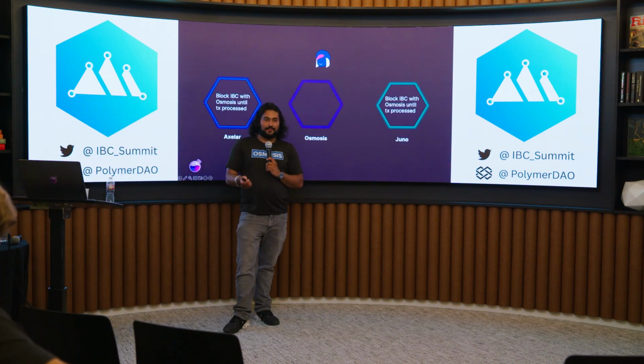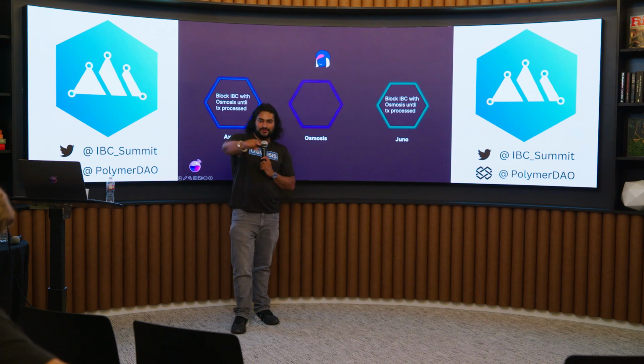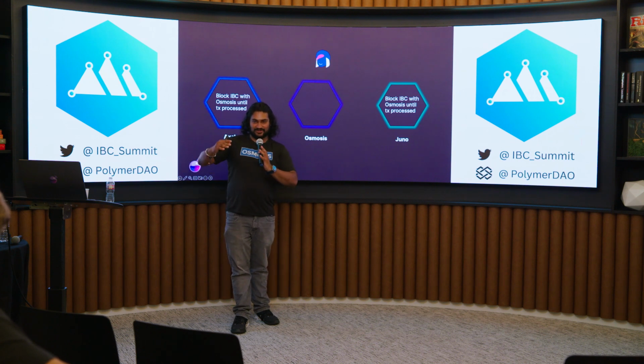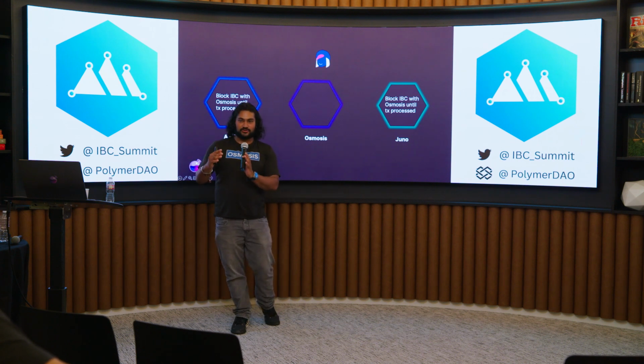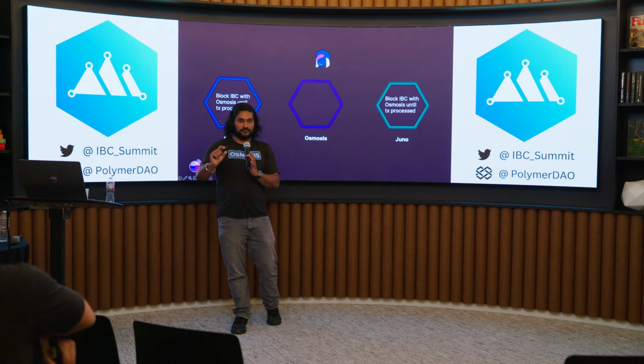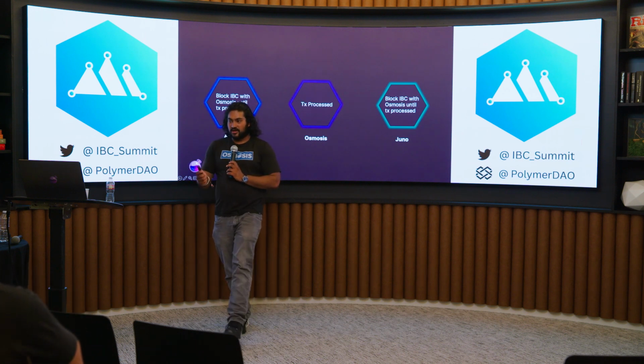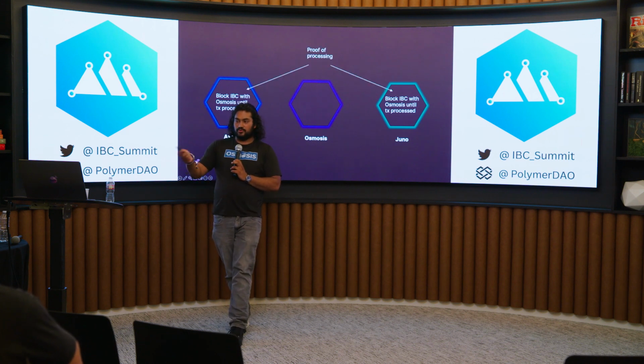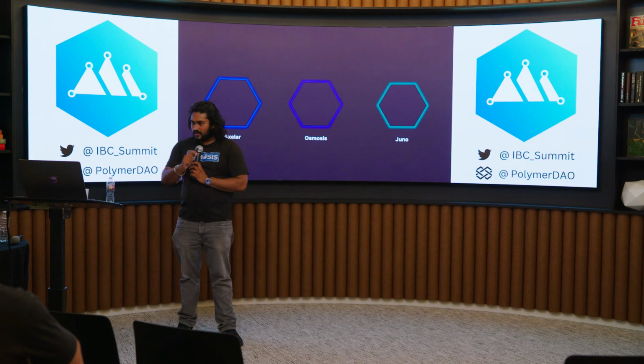What's effectively happening is that if any chain is censoring anyone, by using this method, all the other chains in Cosmos are sanctioning it, refusing to make further IBC transactions with that chain until they process the censored transaction. Once that happens, you can send that proof of processing there, and it will unblock those channels.